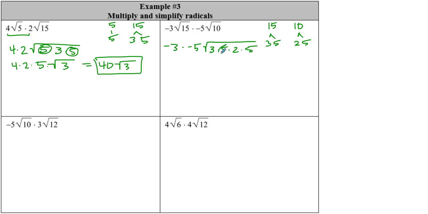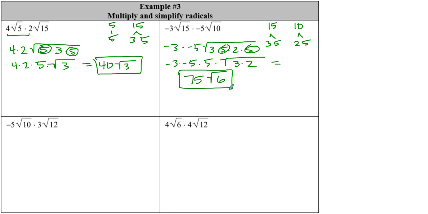Do we got some pairs? Just one of them, just these 5s. So now we got negative 3 times negative 5 times 5 times 3 times 2. And now let's just clean this up. Negative 3 times negative 5, positive 15. Positive 15 times positive 5, that's going to give me 75. And then 3 times 2 is 6. So I'm 75, radical 6.